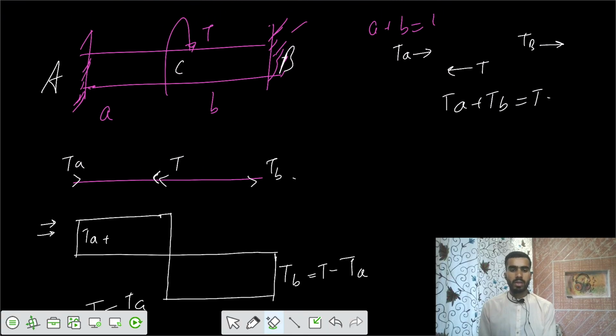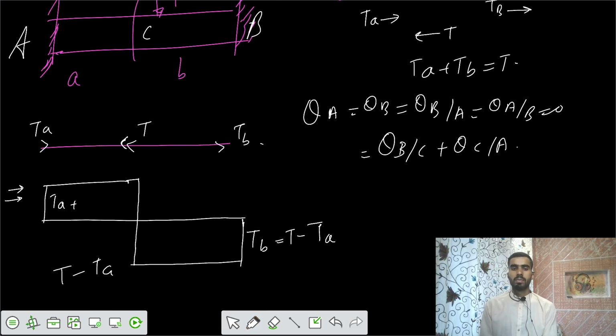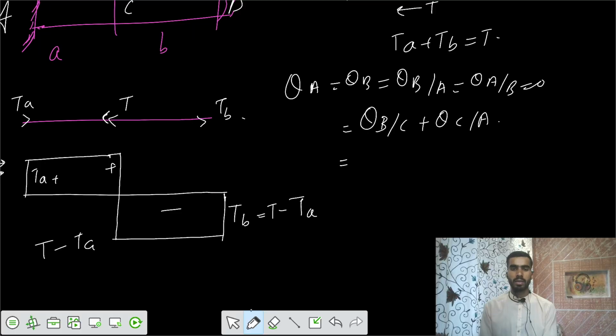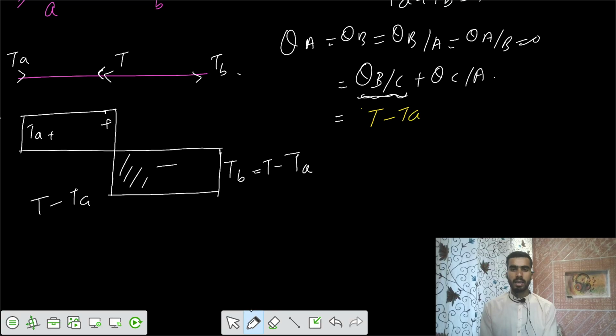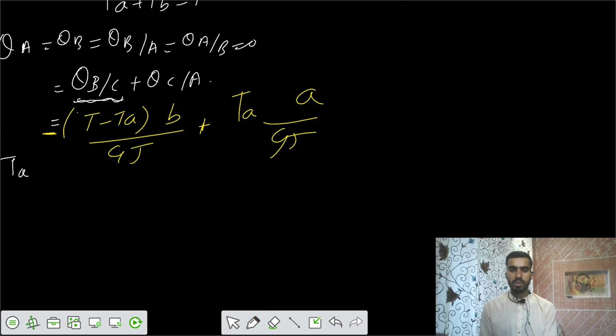Now, by using the compatibility condition, theta A equals theta B, that is theta B with respect to A, equals 0, and that equals theta at B with respect to C plus theta at C with respect to A. Theta B with respect to C, for this part, equals (T minus TA) times length B divided by GJ. This was a negative torque, so you write minus for this part, and plus for theta CA, that is TA times length A by GJ, and that should equal 0.